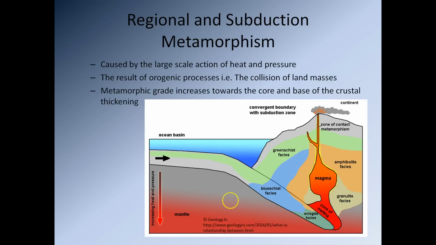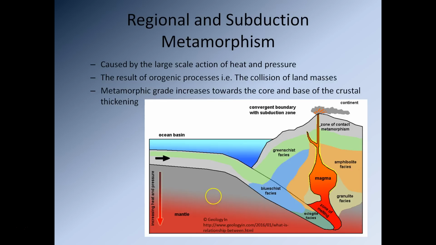Okay, so regional and subduction metamorphism. Well, it's caused by the large-scale action of heat and pressure as 2 massive pieces of crust bang into each other. So regional metamorphism essentially occurs where you have mountain ranges. So where you have convergent plate boundaries. That can either be in the form of subduction zones, like the west coast of South America or the Alps, or it can be in the case of continent-continent collisions like the Himalayas.